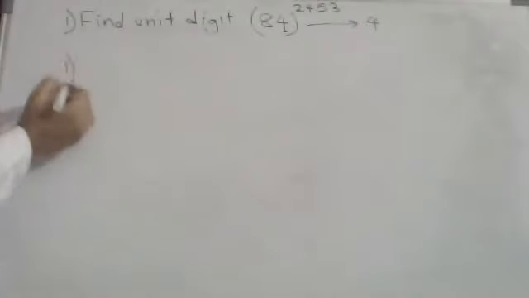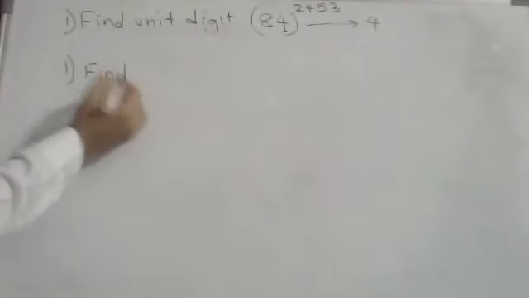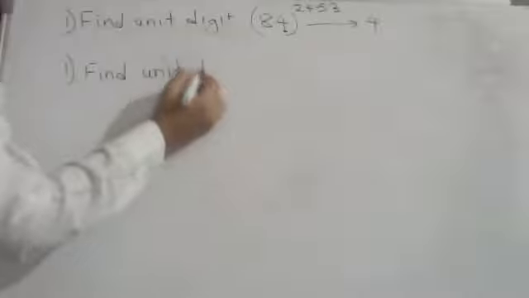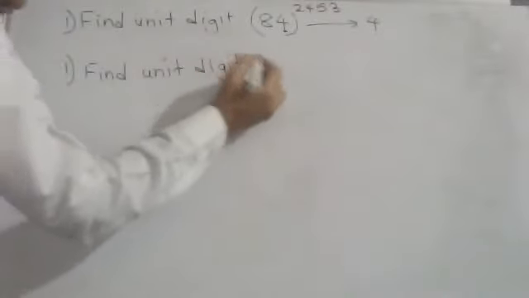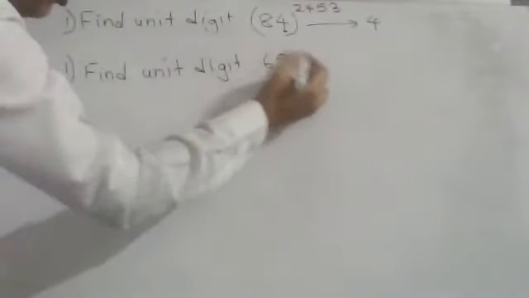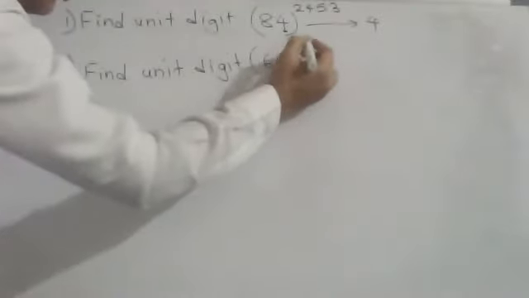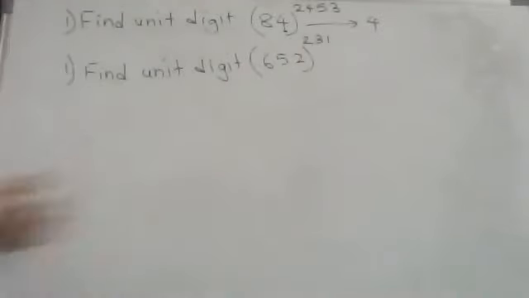Next question for you. Find the unit digit of 652 raised to 231. Try to solve. Take 30 seconds and try to solve.